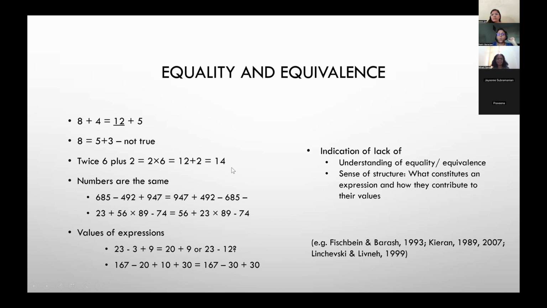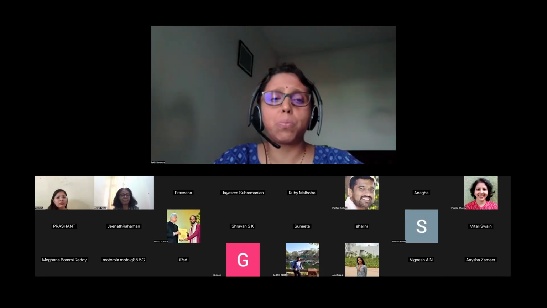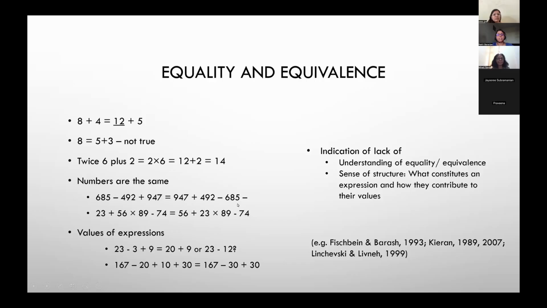Everywhere there is no sense of equality or equivalence. And children often say that 685 minus 492 plus 947 is the same as 947 plus 492 minus 685. Sorry, there's a typo. And these are the same because the numbers are the same. And the same is true for this. As long as the numbers are the same, they are not looking at what constitutes the expression and what constitutes its value.